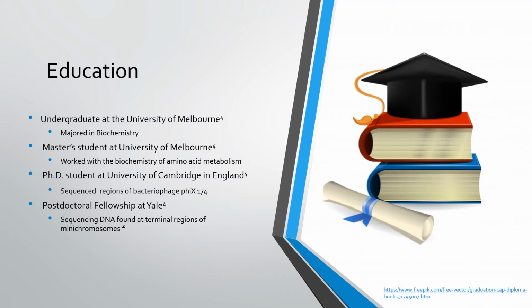Elizabeth wanted to attend the University of Cambridge in England for a PhD, but in order to be admitted, she needed to spend a year in a lab doing research. Because of this, she continued her education at Melbourne as a master's student, working in a lab that investigated the biochemistry of amino acid metabolism. After this year, Elizabeth was admitted to the University of Cambridge in a laboratory of molecular biology as a PhD student. Here, she worked with to sequence regions of bacteriophage 5X174, which is a small single-stranded DNA bacteriophage.